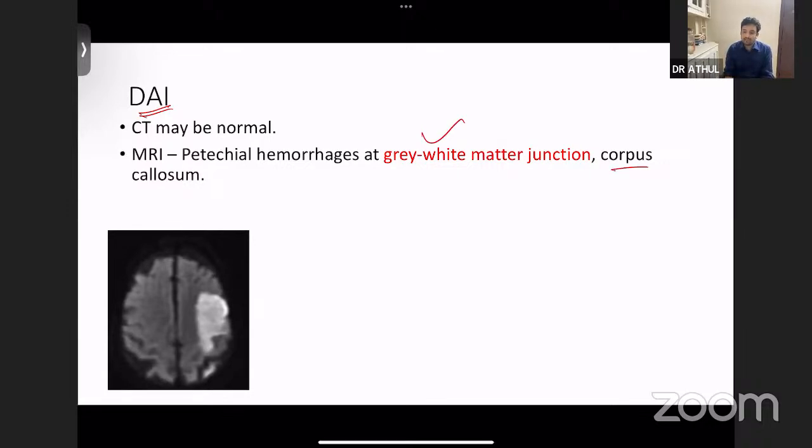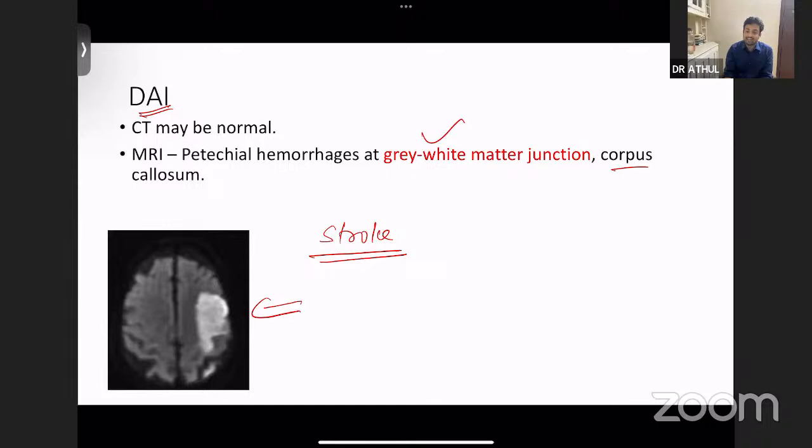Can anyone tell me what this sequence is? This is another sequence which was asked in the NEET-PG exam, I guess. Which sequence is this? This is a very, very important sequence. This is a sequence of prime importance when you are dealing with a stroke.